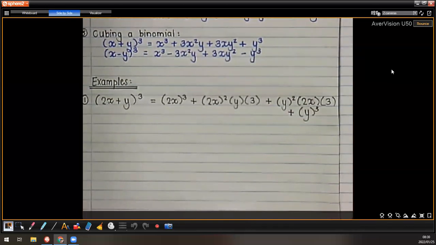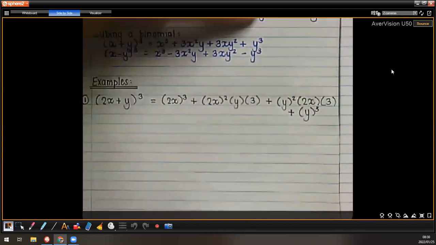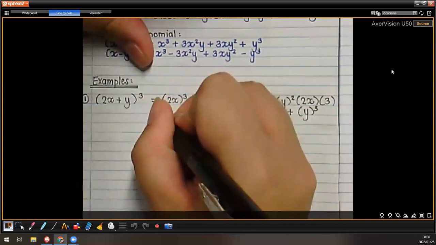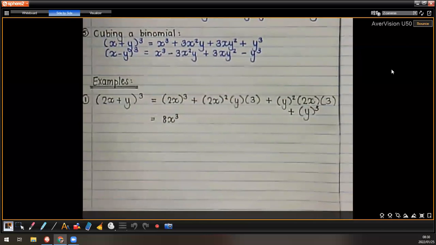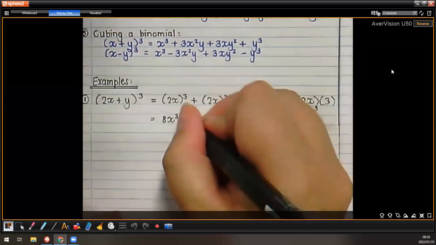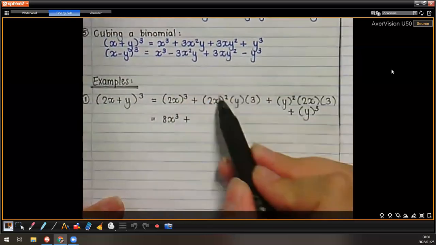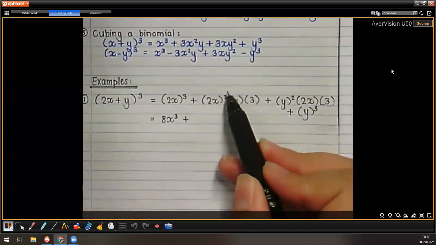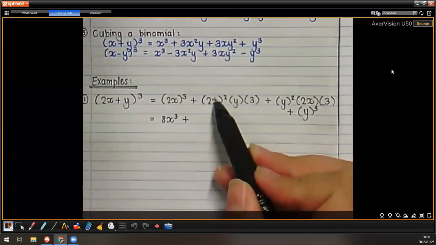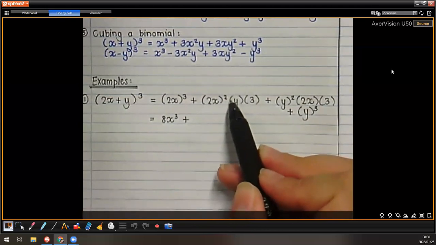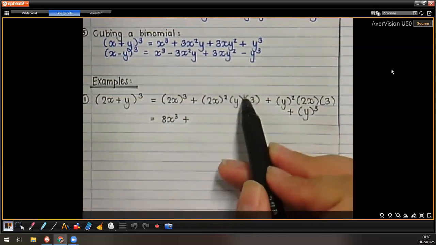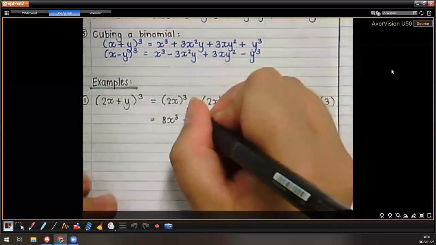Okay, so that's the actual working. That's what we need to think. That's what we're actually doing. Okay, let's simplify that. So we already said that the first one is just going to be 8x cubed plus, now 2x squared is 4x squared, right? Now, and then what is 4x squared times y? 4x squared y times 3 is 12x squared y.